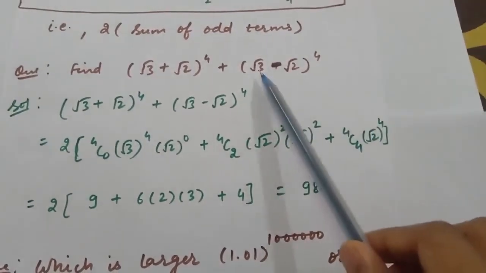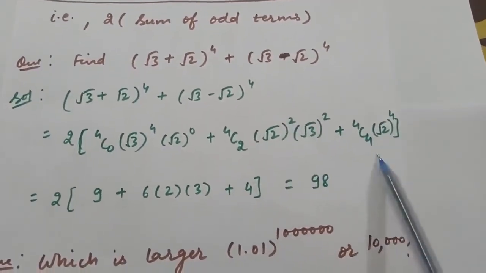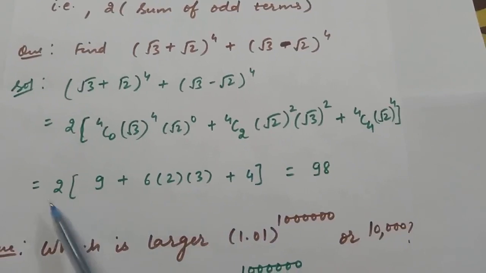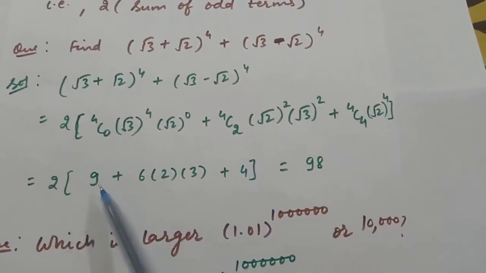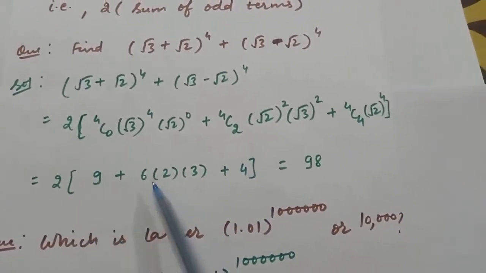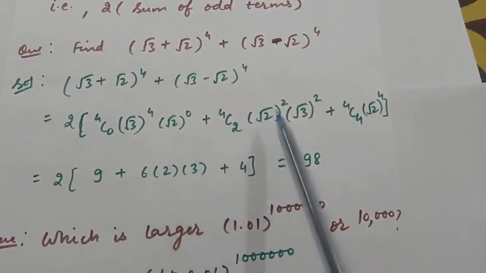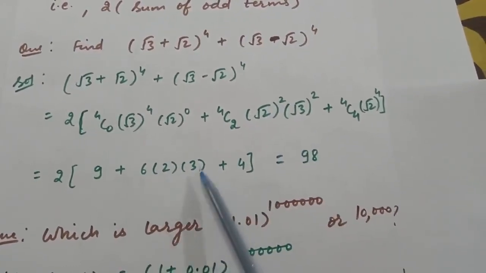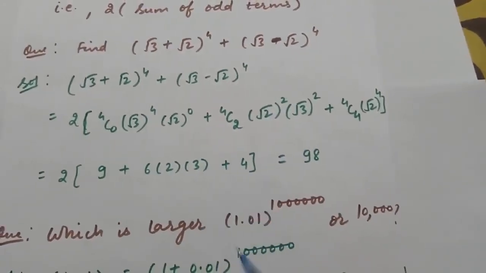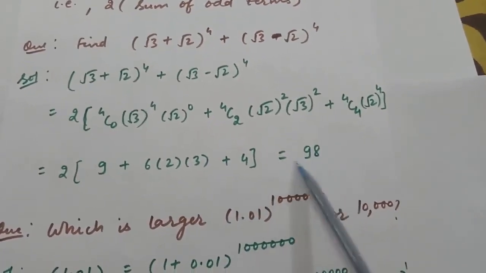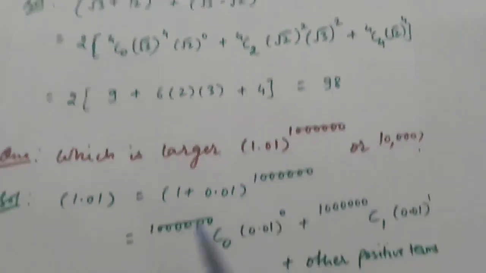We have not written root 3 raised to the power 0 because it is 1 only. When you solve it, you will get 2 in the bracket, 9 plus 4C2 is 6, root 2 square is 2 and root 3 square is 3, plus 4. So the answer will be 98, right?